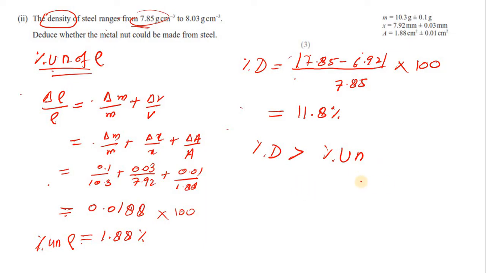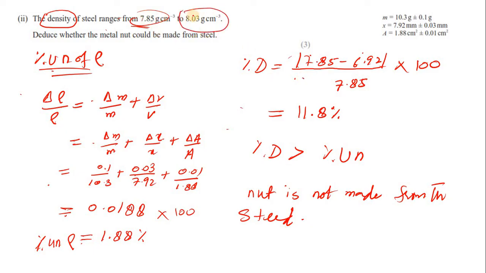So you can write your comment: the nut is not made from the steel. You don't need to check the percentage difference for the second number. If you wish, you can, but this is 8.03, so the percentage difference is even higher than 11.8. So this calculation is sufficient for this conclusion. Of course the nut is not made from this steel.